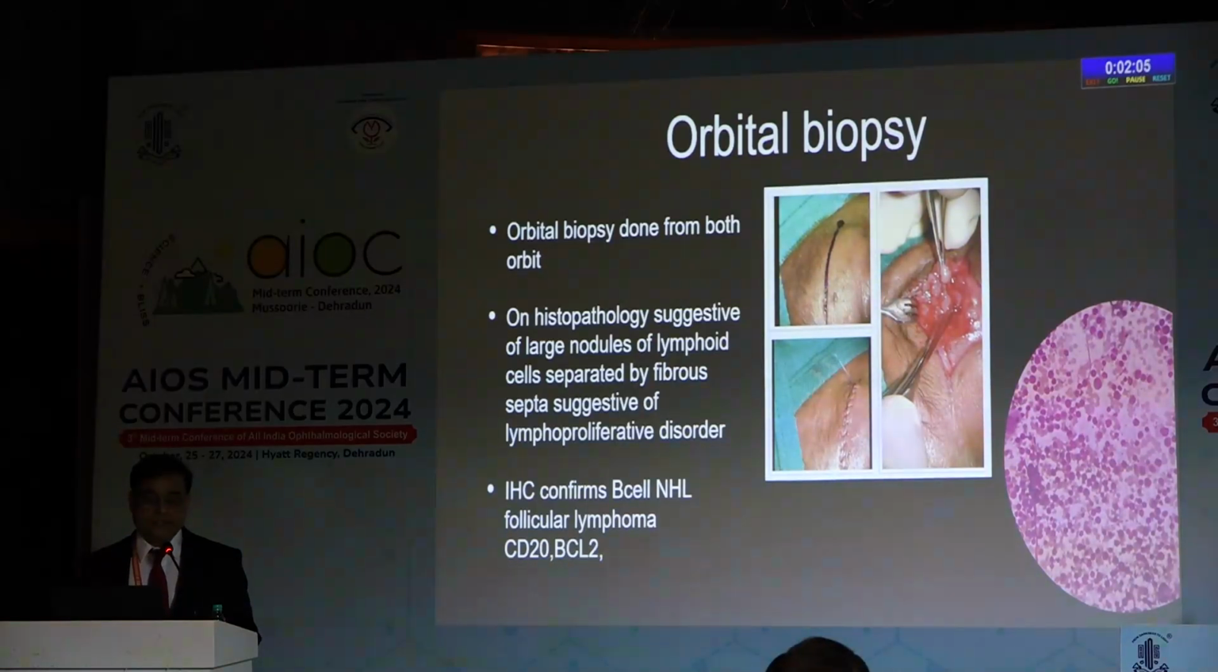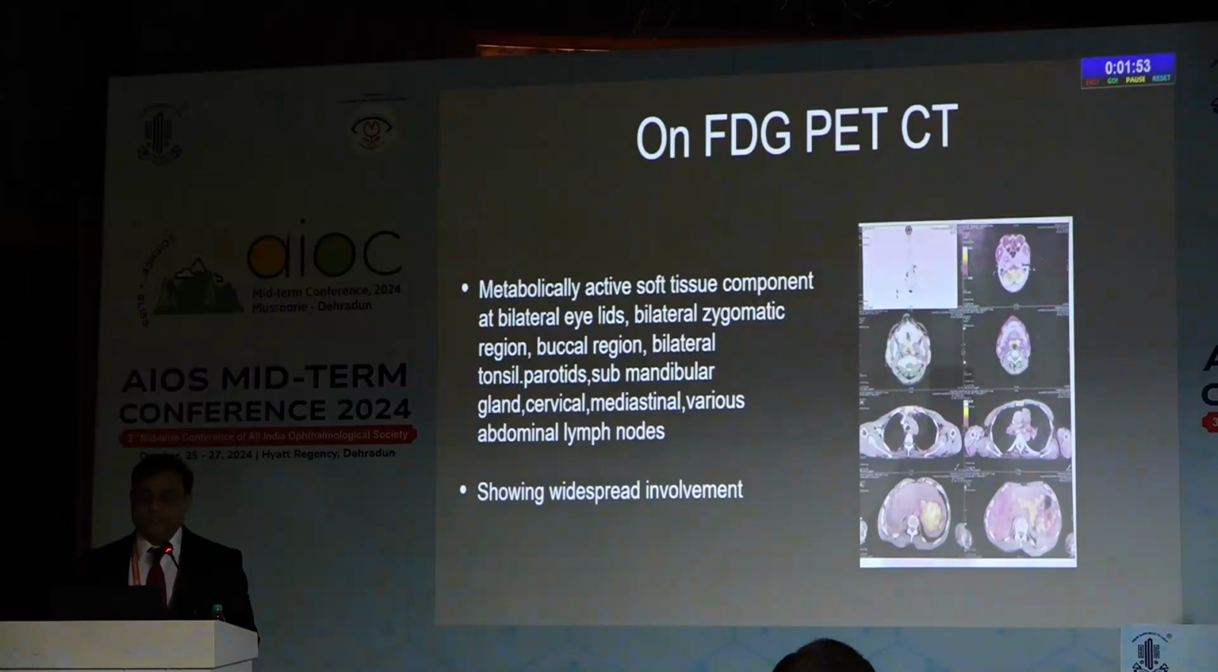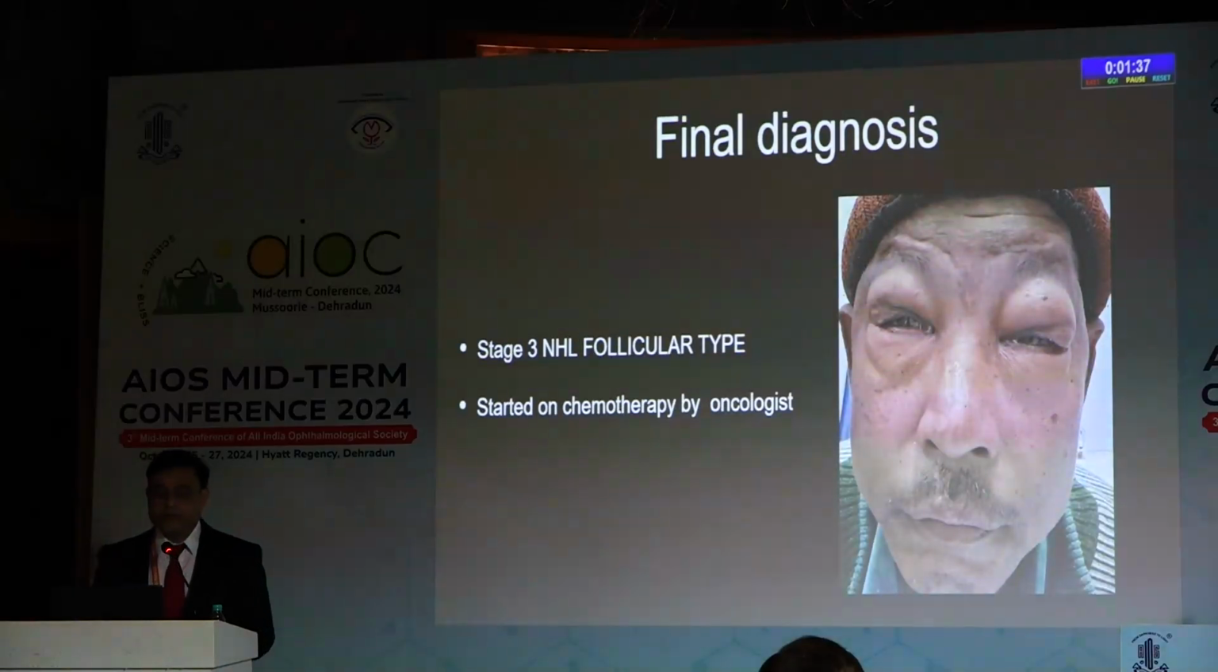We got the IHC done, and it confirmed a B-cell non-Hodgkin's lymphoma of the follicular lymphoma type. The IHC showed it is CD20 positive and BCL2 positive. On the FDG PET scan, there was a metabolically active soft tissue component in both eyelids, with the zygomatic region, buccal region, bilateral tonsils, parotids, and the mediastinal lymph nodes as well as abdominal lymph nodes, showing widespread involvement. So the final diagnosis was stage 3 non-Hodgkin's lymphoma, follicular type.